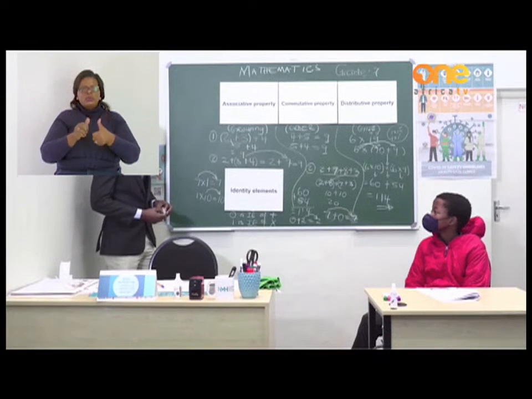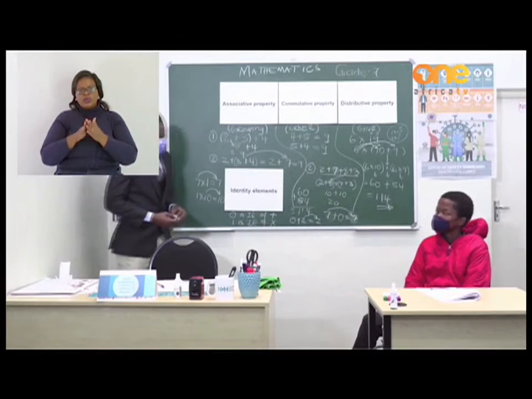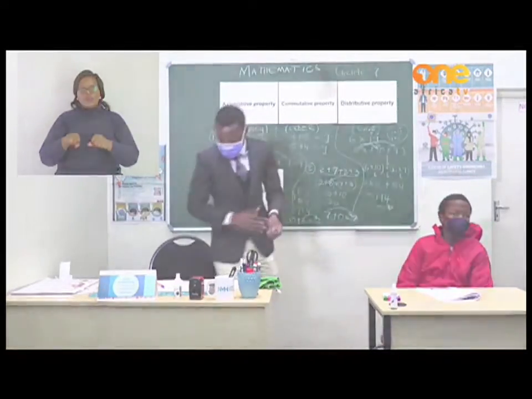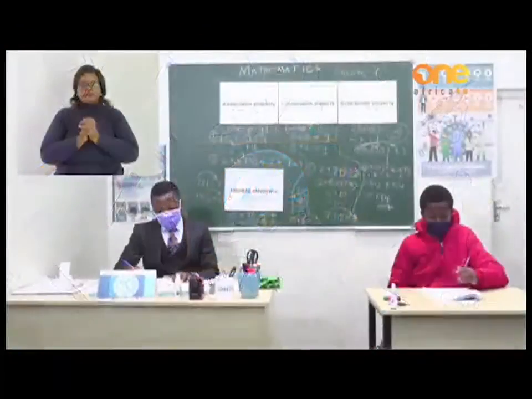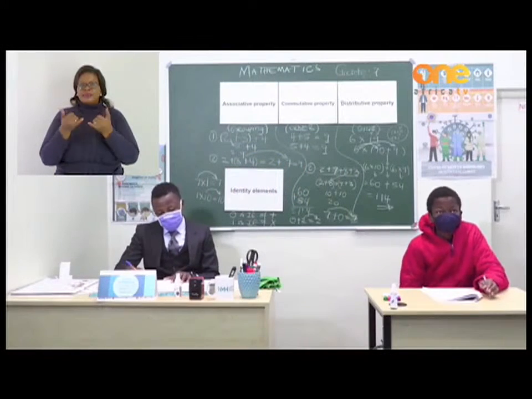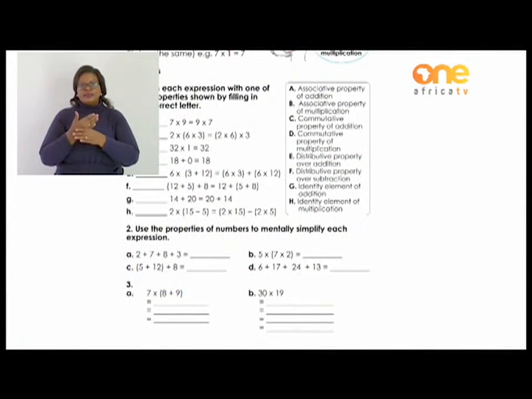Now we have to move to our activity in our booklet. So let's go and do the activity. Okay, now let us do the activity on page 14 in our booklet. So we start with the first number 1. You need to match each expression with one of the properties shown by filling in the correct letter. We have A until H.